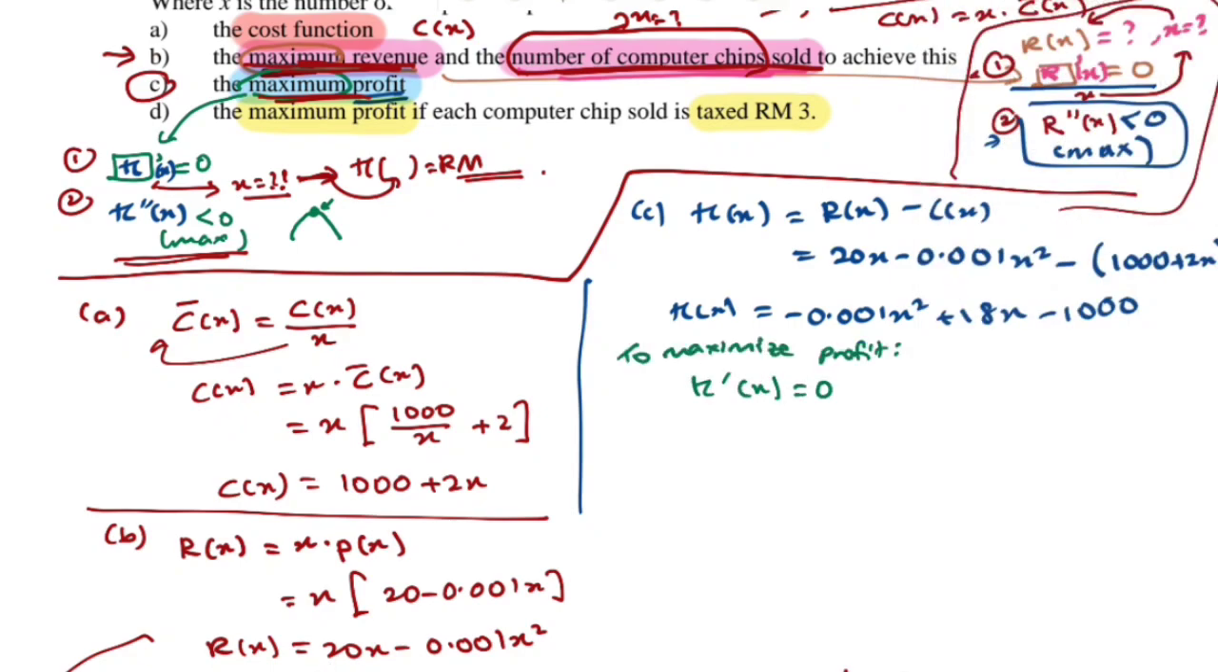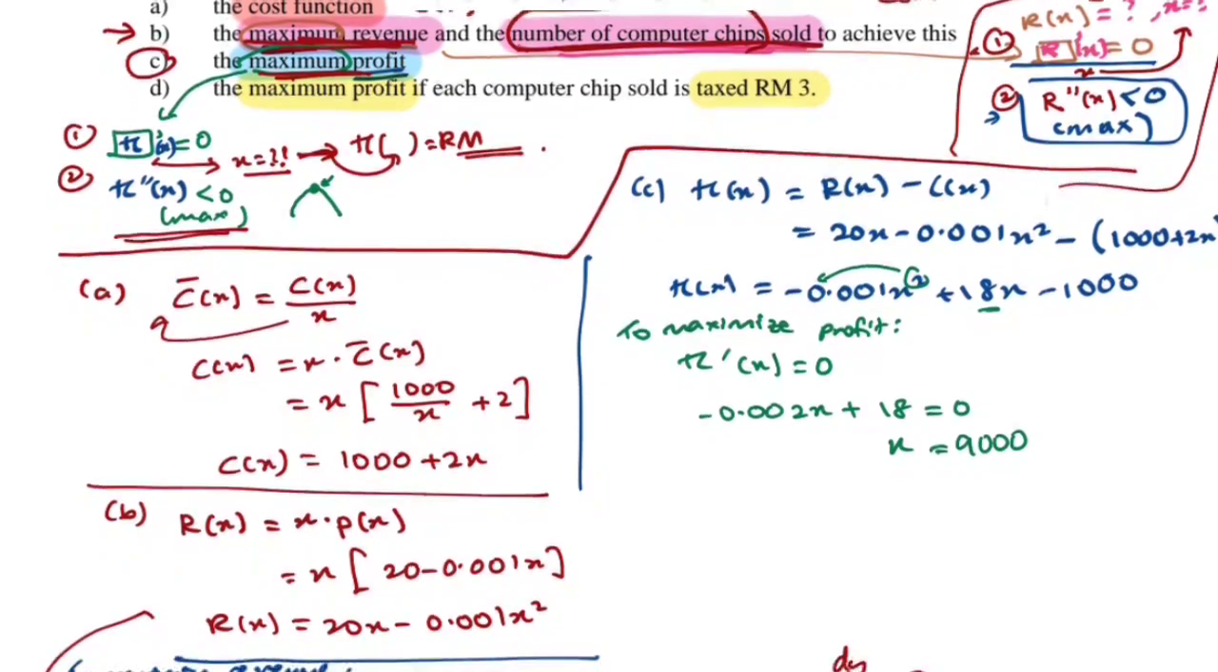You differentiate this function, bring 2 to the front, multiply with negative 0.001, and then 18x will be just 18. Negative 1000 will be 0. So solve this till you find your x. The x is 9000. But remember, that's not enough, because we always have to check that it is maximizing the profit, not minimizing the profit.